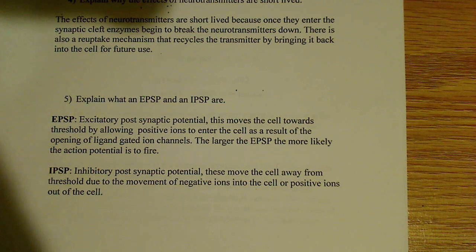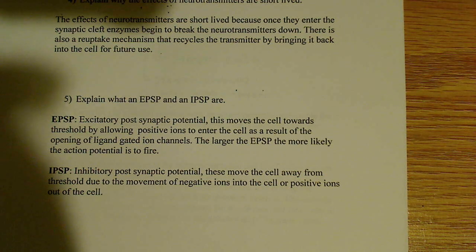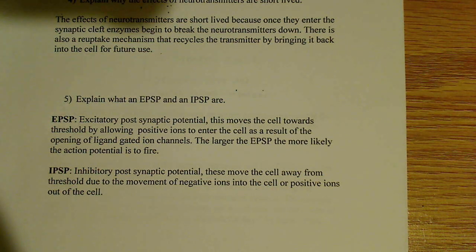And this moves the cell towards threshold by allowing positive ions to enter the cell as a result of the opening of ligand-gated ion channels, okay? So excitatory, just like it sounds, is bringing the cell closer to threshold, okay? It's allowing positive ions to enter the cell, which means depolarize the cell, and which results from opening of ligand-gated ion channels. And the larger this excitatory postsynaptic potential, the more likely the action potential is to fire.